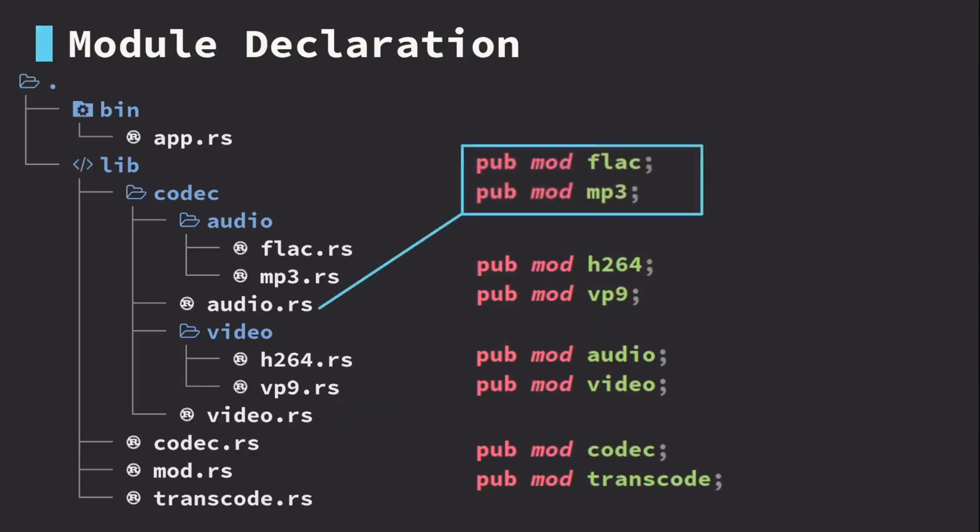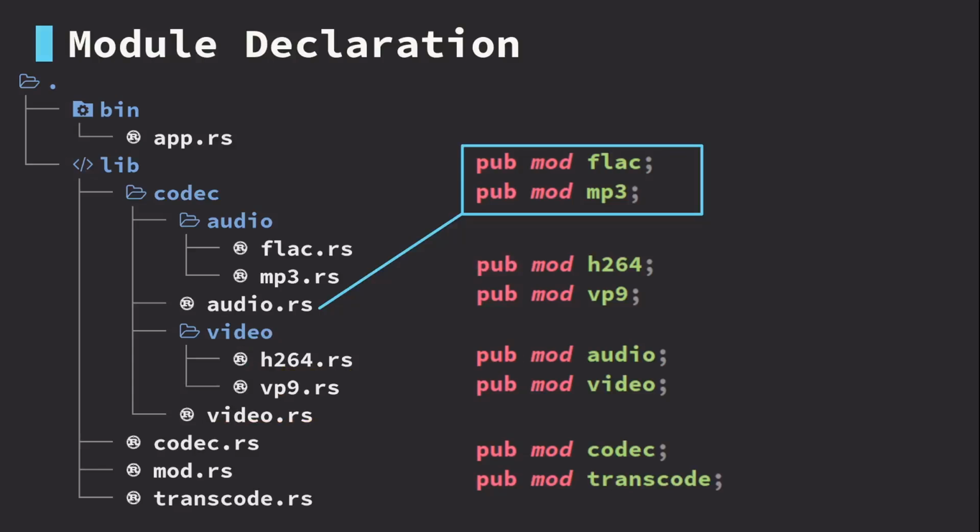Lastly, we have the FLAC and MP3 modules, which are here, and they're both defined in the audio.rs module. You'll notice that we're using the pub keyword here on all these modules, and this ensures that all the code can access functionality contained within. Without the pub keyword, the modules would only be accessible by their containing module and any submodules. For example, if we remove the pub keyword from the H.264 module, we would only be able to access the H.264 module from the video module here and the VP9 module here, but not from anywhere else.